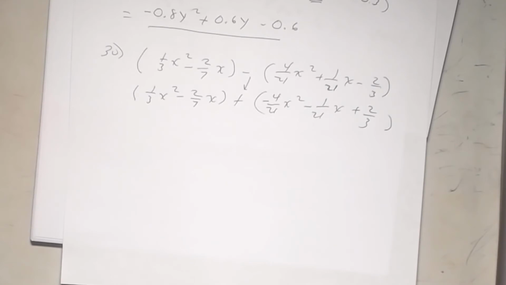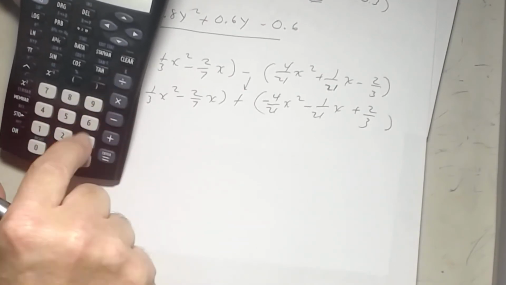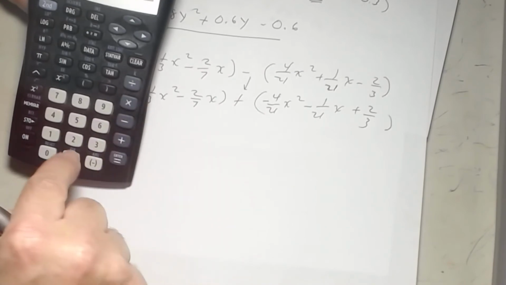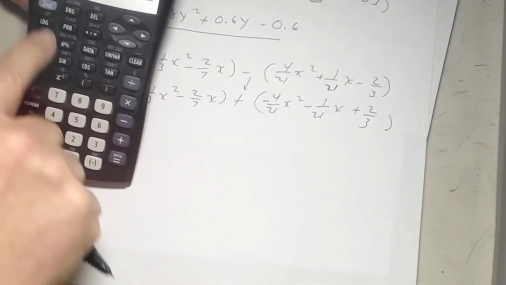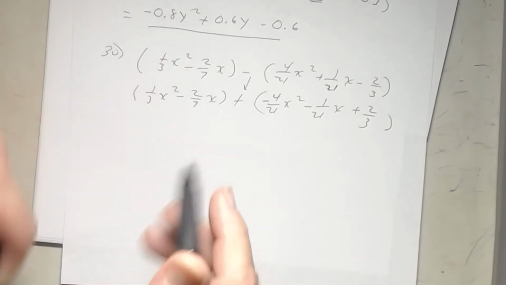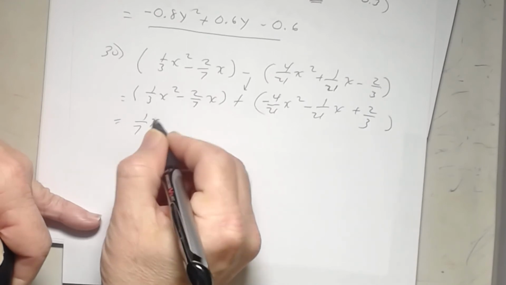1/7. Is that what y'all got? So let's see. You're saying 1 divided by 3, plus a negative 4 divided by 21, equals, and then change it back to a fraction, 1/7. So it's 1/7 what? x squared. Okay.